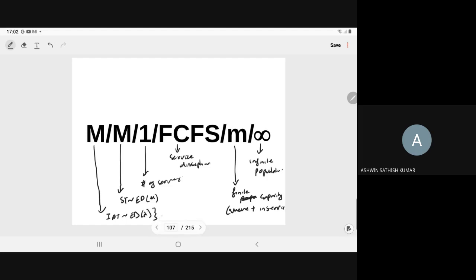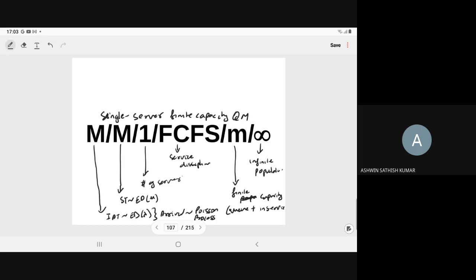Or sometimes we can have the arrival follow the Poisson process. So both will be the same thing. Either we say the arrival follows the Poisson process or inter-arrival follows the exponential distribution. That we represent as the Markovian property or memoryless property, that's why we represent it by M. So M/M/1 FCFS M/infinity is the single server finite capacity queuing model.